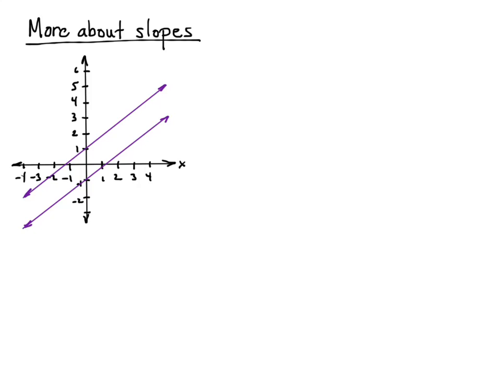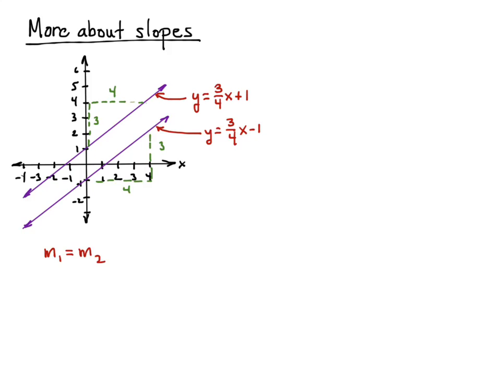So I drew a little graph, and there's two lines, and those lines are parallel. If you look at the slope of the two, they both go up 3 and over 4. You can see in the green notation that I have here, the slopes are the same. So the equation to these lines, the top one is going to be y equals 3/4 x plus 1. The bottom one is 3/4 x minus 1. So you can see that they have the same slope.